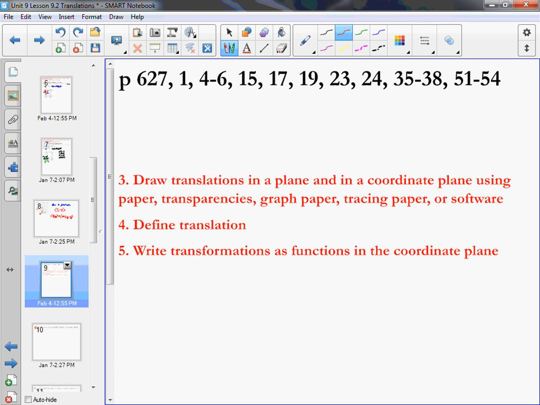So, on page 627, do number 1, 4 through 6, 15, 17, 19, 23, 24, 35 through 38, and 51 through 54.